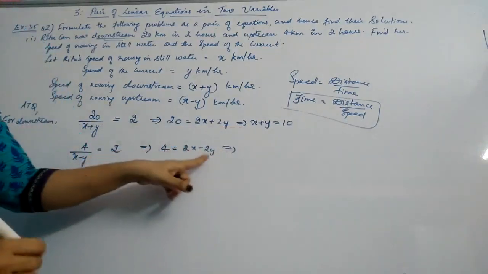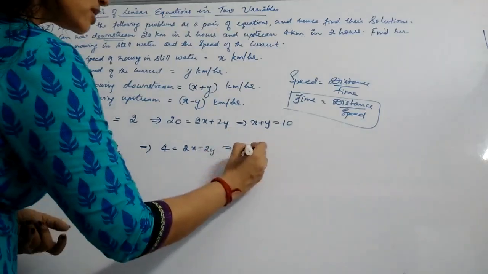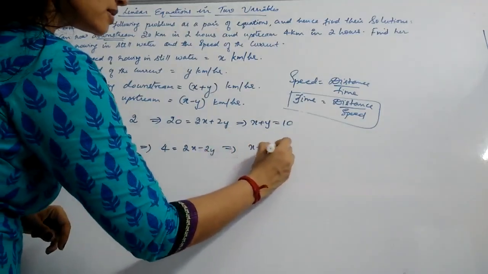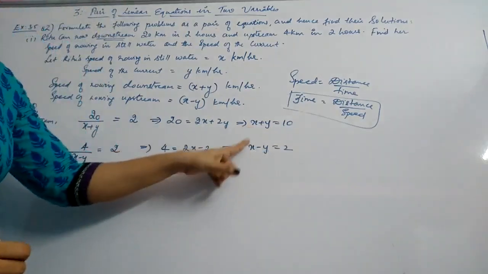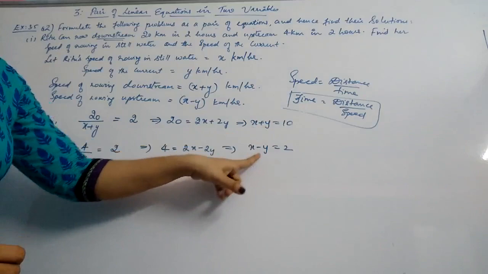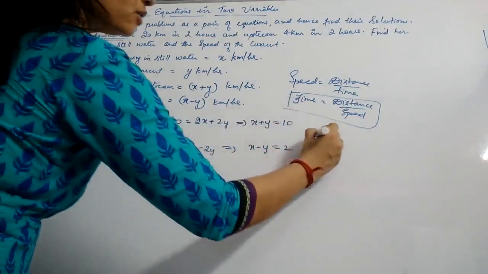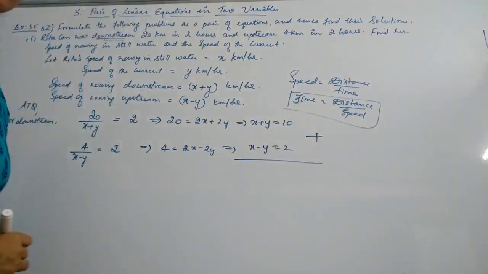You have something in common which is 2. You just cut it off. For both the sides, you will get 2 is equal to x minus y, or x minus y is equal to 2. Now you can just see that both the equations, linear equations, are in a way that we can use elimination method easily. So we are just adding the two equations using your elimination method.